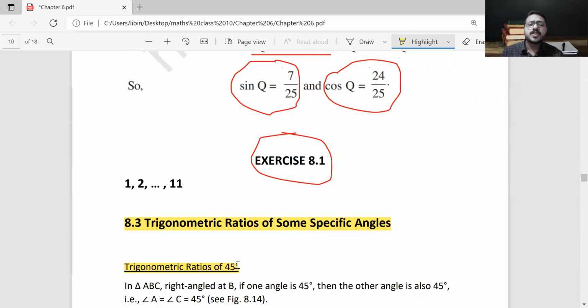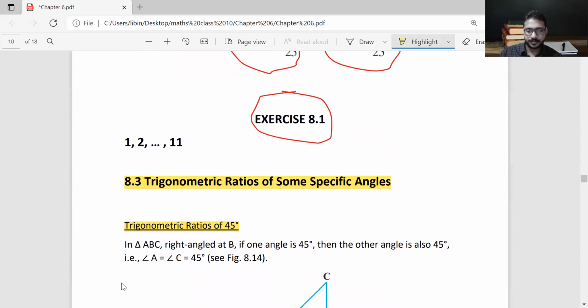Okay, so in this first trigonometric ratio of 45 degree, I will show you the process in which we are deriving the values of specific trigonometric ratios. There are some more angles, but I will just give you the answer. We don't need those steps. Okay, so I will show you.